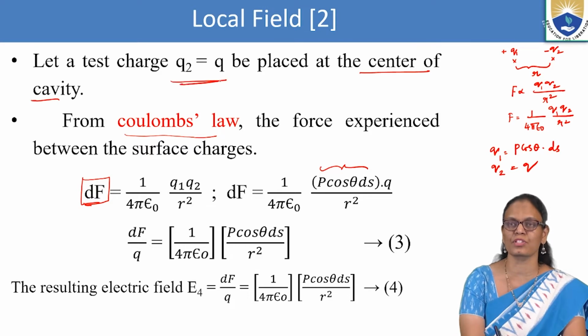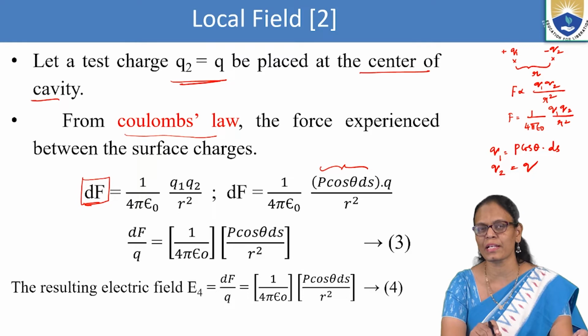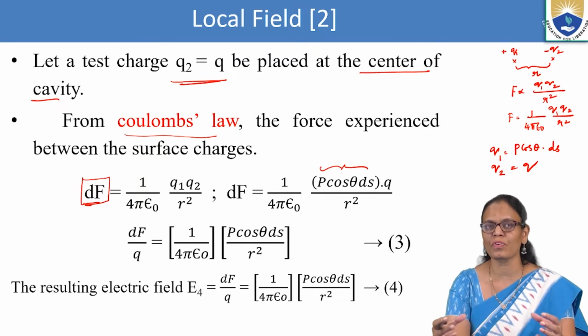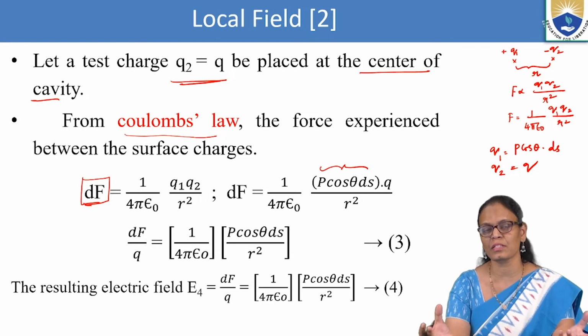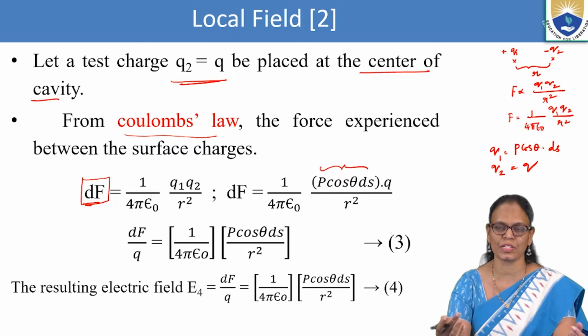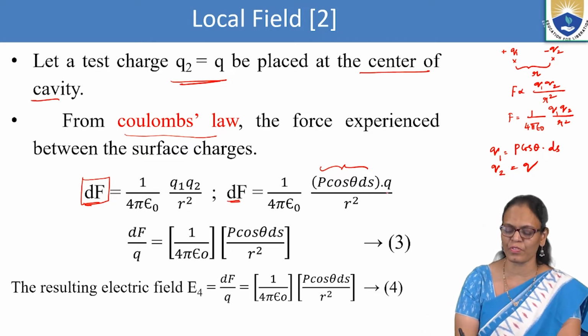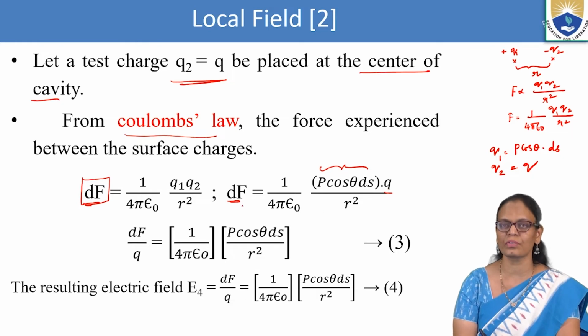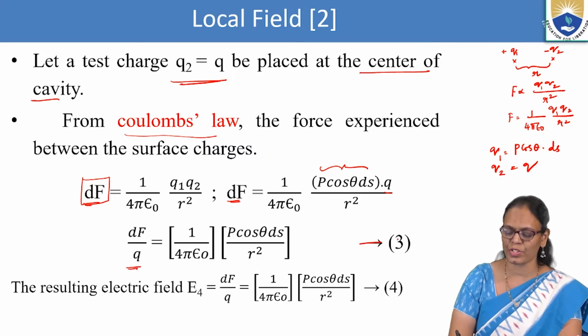Why are we placing a test charge? Whenever you have a charge there, you place a test charge and check the force of attraction or repulsion. If it is repelling, they are similar charges. If they are attracting, they are opposite charges. So now I can write dF by Q, taking Q to the other side. We get dF by Q equal to 1 by 4 pi epsilon naught P cos theta ds by R square. This is equation 3.